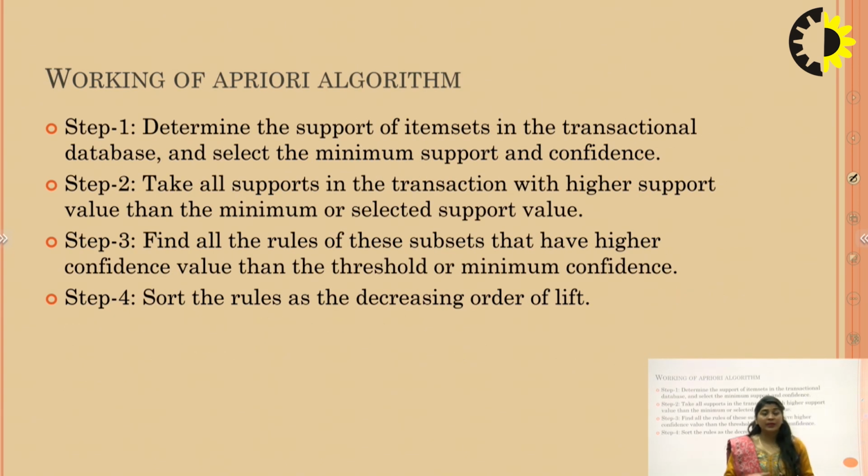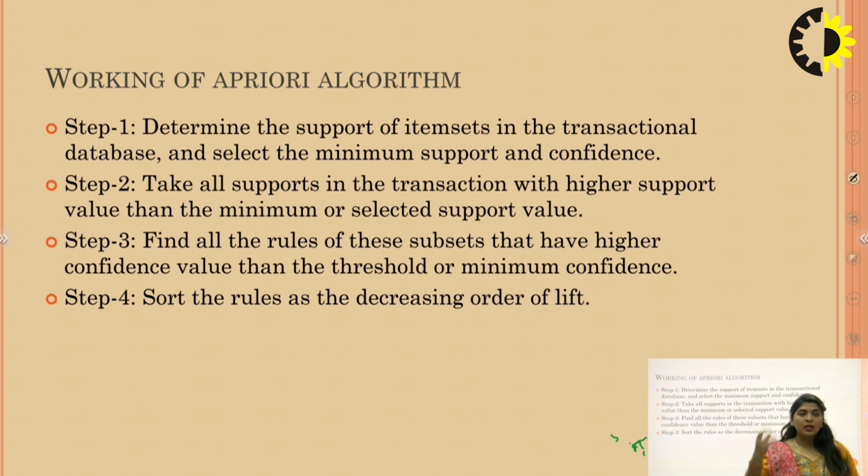So what is the working? We will discuss this algorithm using an example. What is the basic working? In the first step, we find out the support of the item set. A minimum support count, or a minimum value, is given to identify the data sets. First of all, we calculate the support of the item sets in the database and select the minimum support.